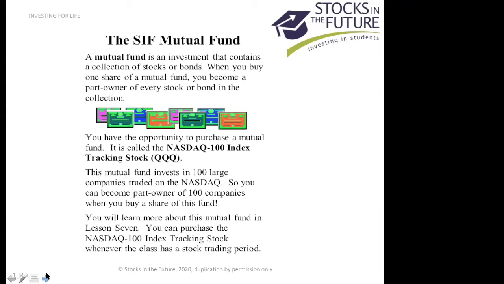So as 8th graders, we will explore a special kind of investment. It is a mutual fund called NASDAQ 100 tracking stock. A mutual fund, as you've learned all the way back in 6th grade, is an investment that contains a collection of stocks and bonds. So remember, we talked about diversification and how important it is to have a variety of companies in your investment portfolio. This is a very easy way of investing in 100 companies all at one time.